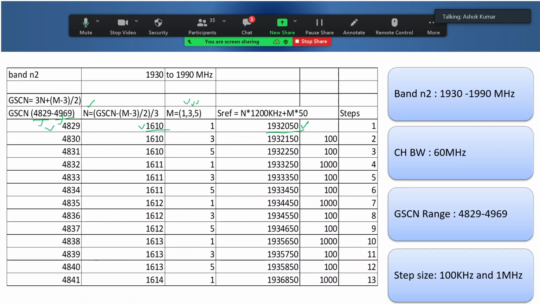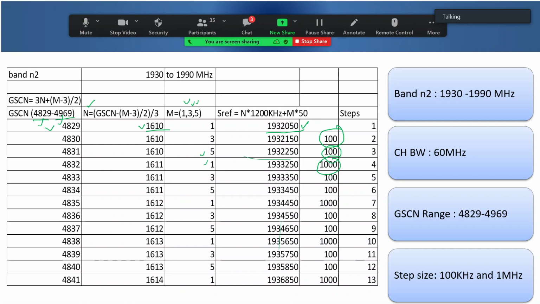Your device knows the GSCN number, and it will be able to calculate the SREF in sequence. Here the step size is 100 kilohertz and also 1000 kilohertz. In case this value becomes 5, just see the step size, 100,000. So it is not as smooth as in the first example. The second example of 1.44 was simpler. I hope I'm able to make it clear, or I'll share the document and you can go through it.